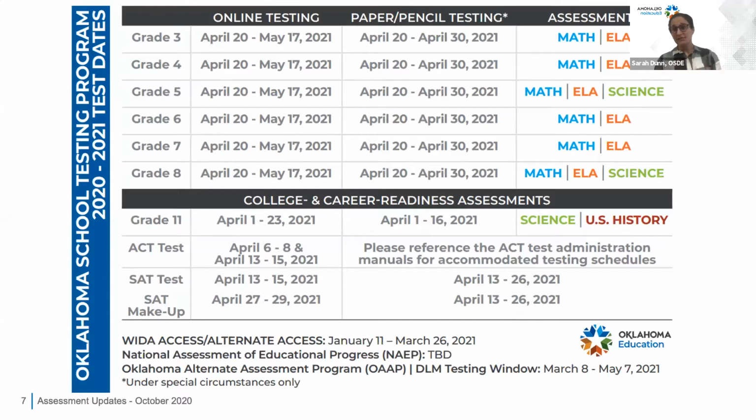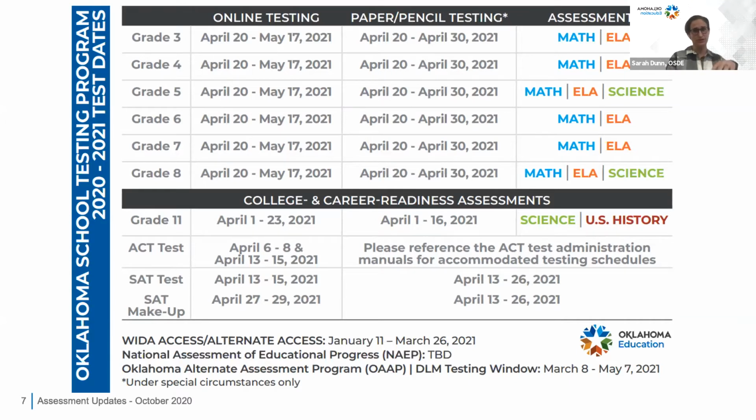Next, we have the second page of that document on our webpage, which is our testing calendar. Some things I wanted to note about this: as we all know, testing was canceled in 2020 due to the COVID-19 pandemic. We received that waiver from the USDE, and in 2020 we had intended on moving the testing window for grades 3 through 8 back later in the school year. We're going to continue with that this year. So grades 3 through 8, their testing window will begin April 20th and end May 17th.